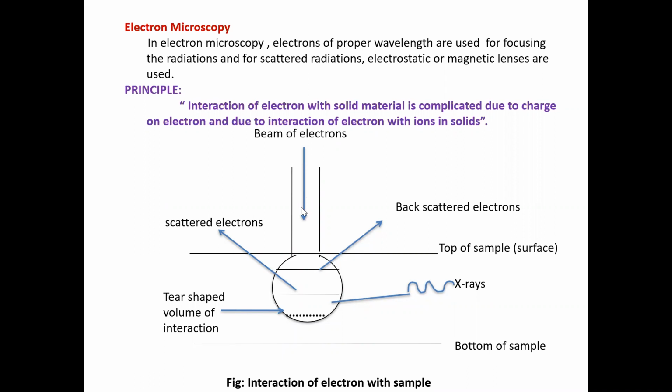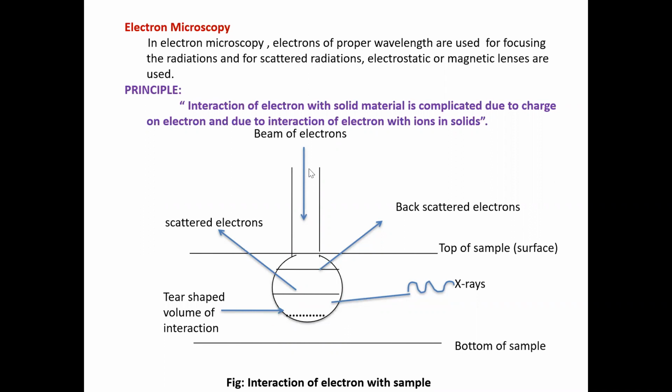So once your electron beam interacts with your sample, here is your sample, this is the tube, that is a tear shaped interaction volume. This is the electron beam which is bombarded from this direction on your sample. After the interactions there are phenomena such as scattered electrons, second, the back scattered electrons, and third, X-rays, which will also be produced. Now this is the top of your sample surface, right? And this is the tear shape interaction volume.